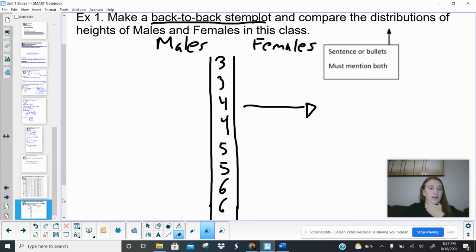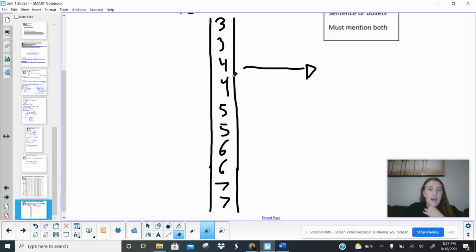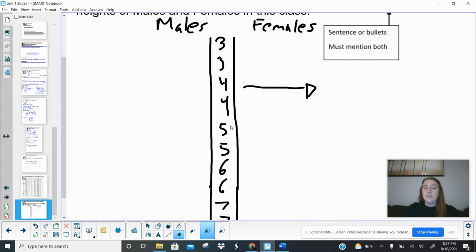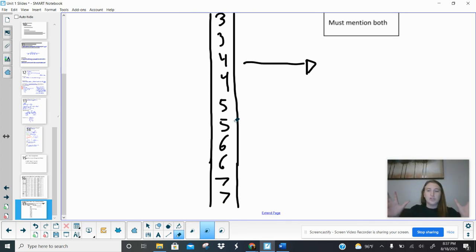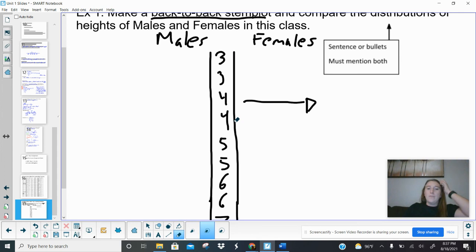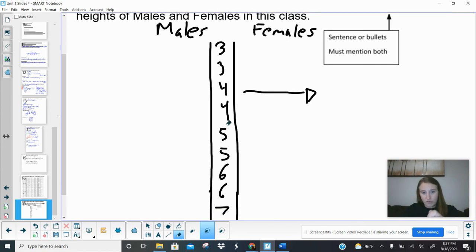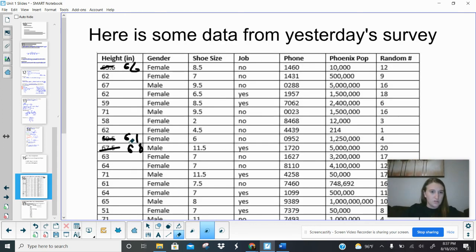So I'm going to do a couple, and I'm going to let you keep going from there. Again, we're splitting our stems here so that we can see the distribution a bit better. Remember that this is 30 to 34, 35 to 39, 40 to 44, 45 to 49, and so on. So let's do the first few.